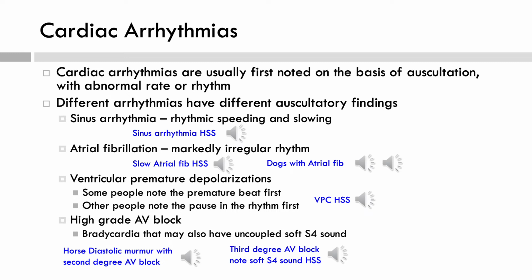And finally, we'll listen to a heart sound simulator recording meant to identify an animal with third-degree AV block, a relatively fast ventricular escape rhythm, but you may be able to notice soft S4 sounds between the S1 and S2.